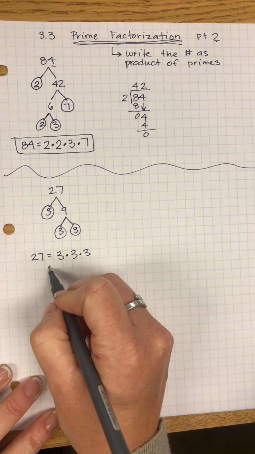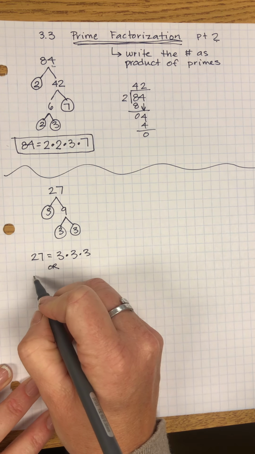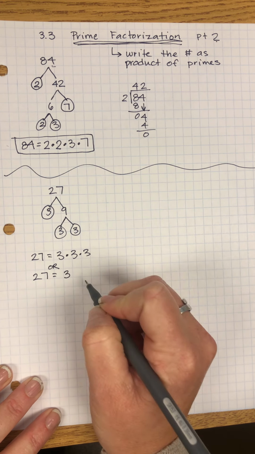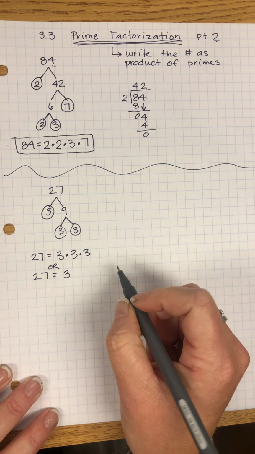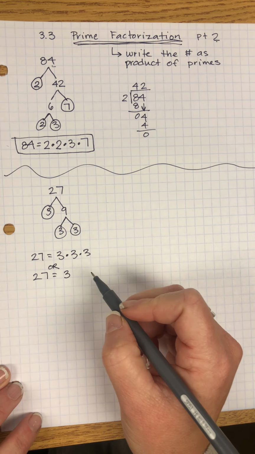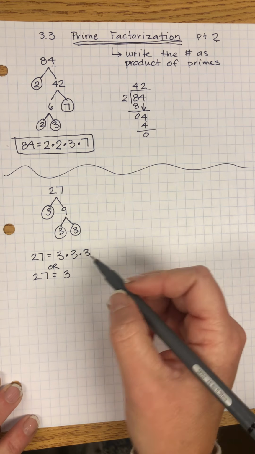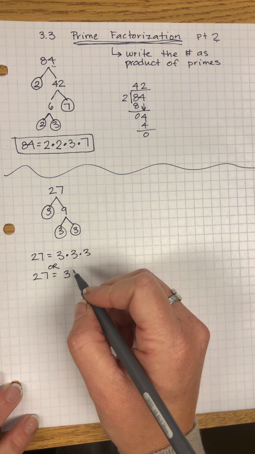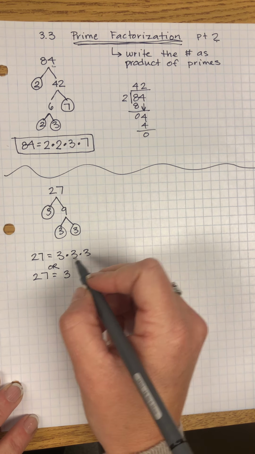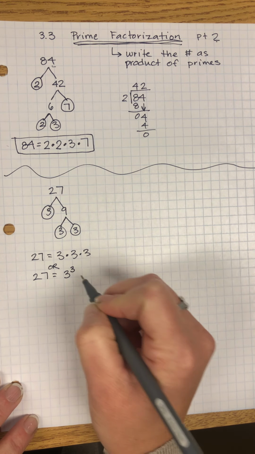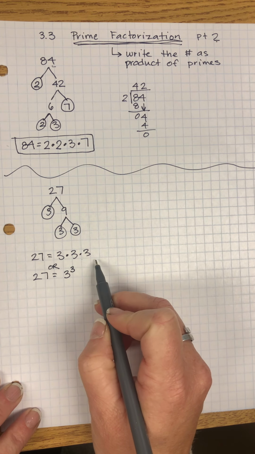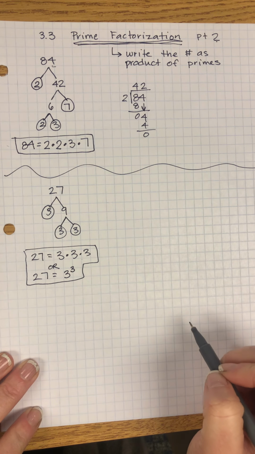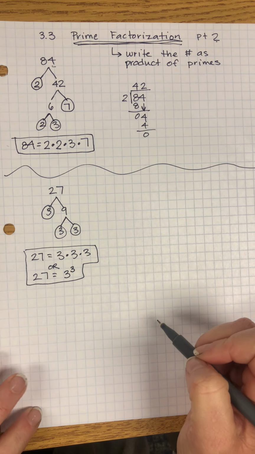Or, how else could we write it? 9? Anybody? Couldn't you put 9? No. 3 times 3 times 3 isn't 9 though, right? 3 plus 3 plus 3 is. Exponent is my clue. To the third power, there were 3 of them. So we could write 3 to the third power. Either one of those is true.